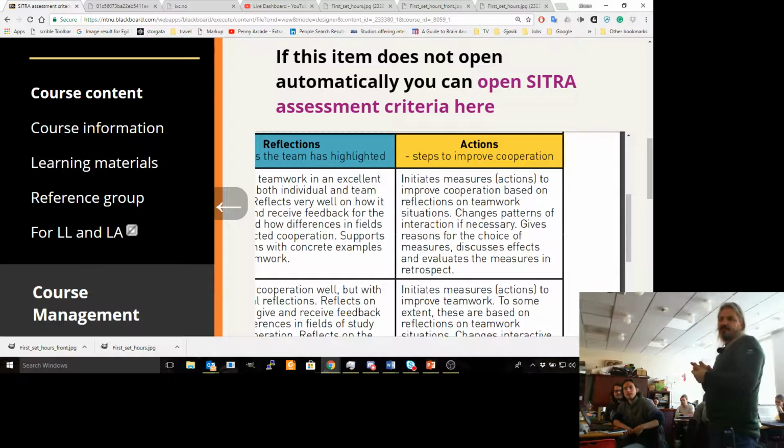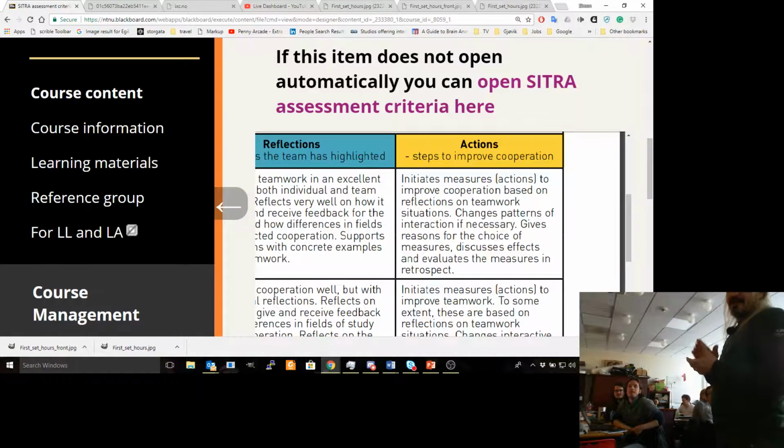So it gives reasons for the choice of measures, discusses effects, and evaluates the measures in retrospect. Right? So when you make the change, you can discuss, you write up why you made the change, how the change affected the situation, and was that a good idea? Right? Not just we did this and it worked. It's would other things have worked? Did it work as well as you expected it to work?